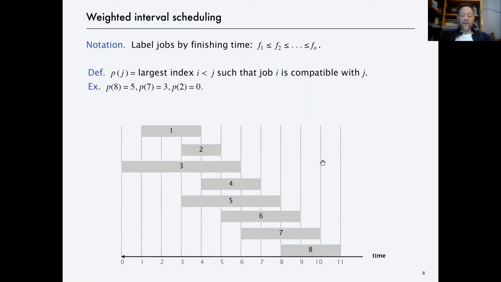So for example, p(8) will be 5, because it has a finishing time that is compatible with 8. So it's the one right before, so to speak. p(4) is also compatible, but it's not the latest one. And p(7) is then 3. So basically just look at the start time. You go upwards until you find the first job which has a finishing time before that time point.